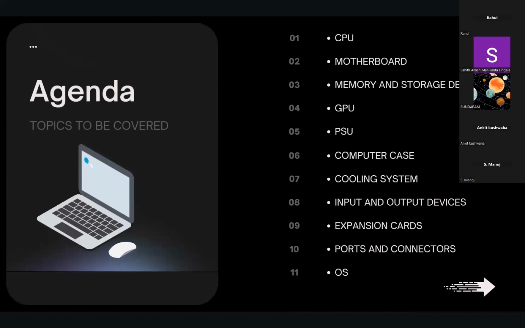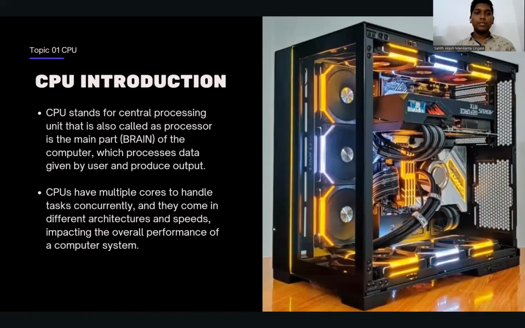So the agenda of today's topic is CPU, motherboard, memory and storage devices, GPU, PSU, computer case, cooling system, input and output devices, expansion cards, ports and connectors, and operating system. First of all, let's go into the first topic of our agenda, that is CPU.